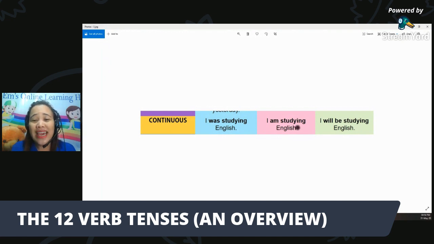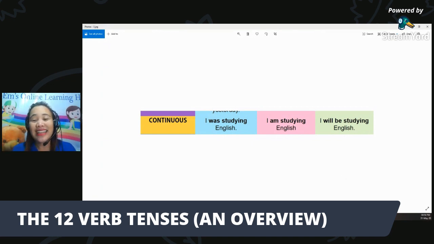Okay, so this is to indicate an action going on at the time of speaking. So the action is going on right now. I am speaking. The action is going on. So I'm going to say, I'm eating pizza. I am eating pizza right now.